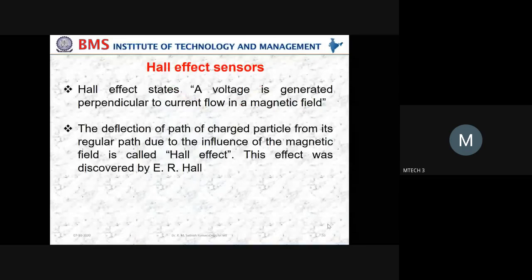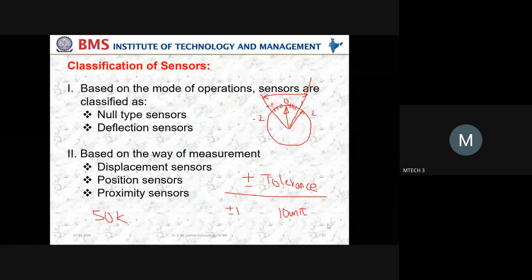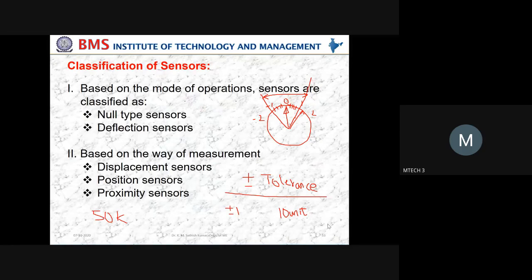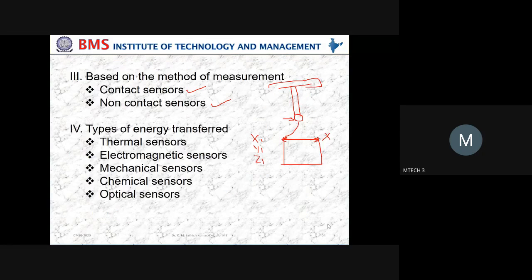Okay. Now, if I just summarize, last class I think we discussed the different types of sensors. So four different classifications of sensors we have discussed, if I am correct. So null type sensors, deflection type sensors, then displacement, position, and proximity sensors, then contact and non-contact sensors, and then the thermal, electromagnetic, mechanical, chemical, and optical sensors.